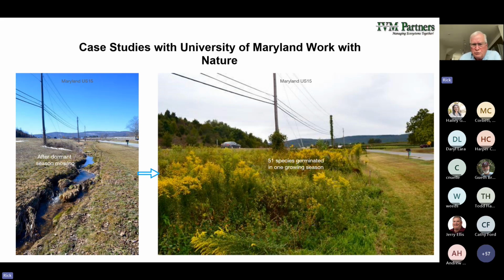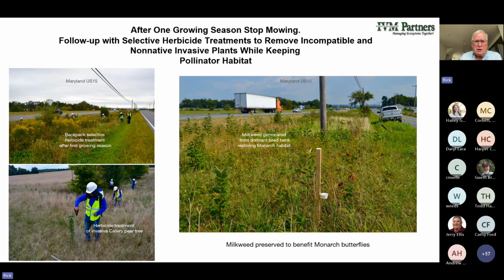I said, why don't you stop mowing? Let's see what we get. 51 species germinated. Then we brought in trained crews and did selective treatment, took out the trees and the invasives, and you see all the milkweed coming in on the right.